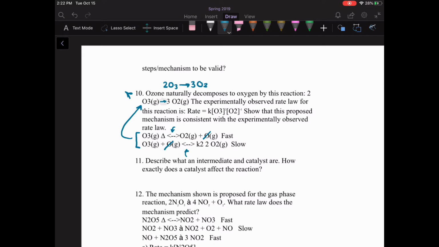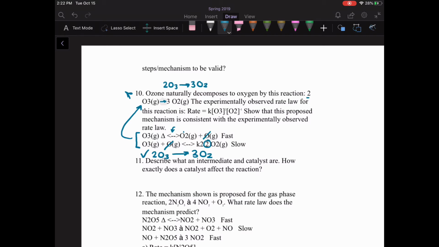So what we have to do first is make sure that they sum up. And we sort of already did that. So we canceled out what was on opposite sides of the arrows. And so when you just add this straight down, you get 2O3 to form 3O2. So yeah, we already know right there that the mechanism adds up to the overall. Don't forget that little 2 that's right there. Sorry, it's not on the same line.